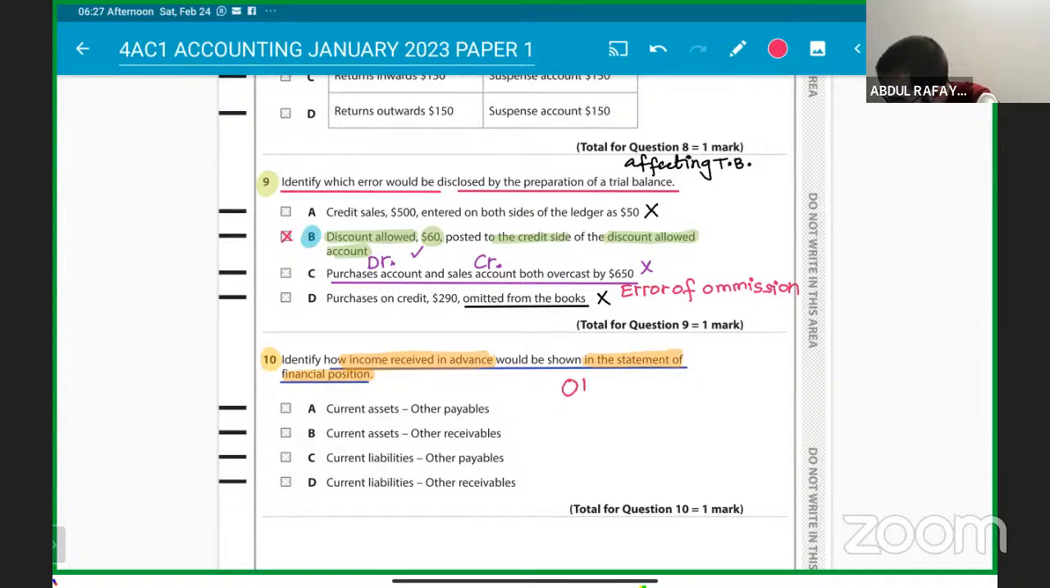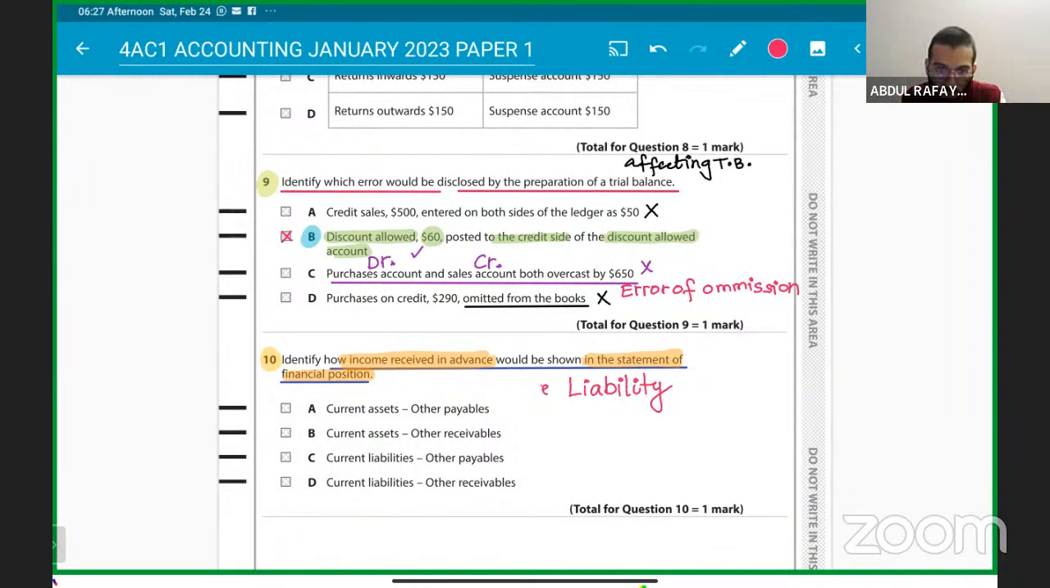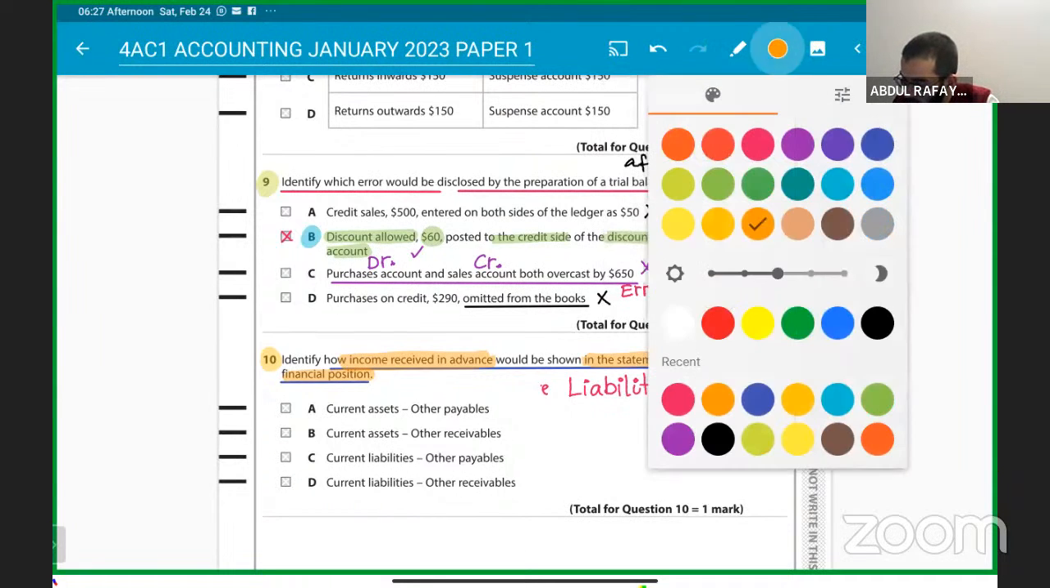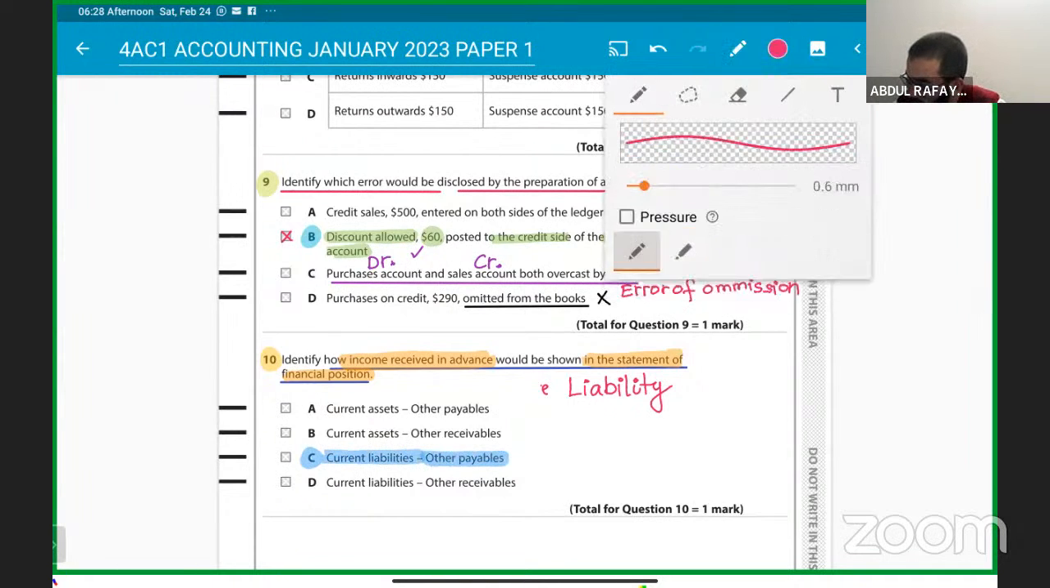So it is basically a liability for us. First you need to define whether it's an asset or liability. So it's a current liability for you. The income that is received in advance means that the customer has paid the amount, but we haven't provided the service yet, and that is why it will be called a current liability, shown in the current liabilities section under the heading of other payables. So the answer to 10 will be C.